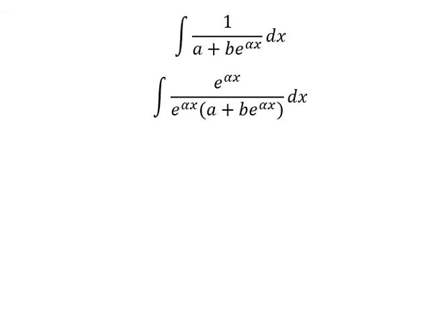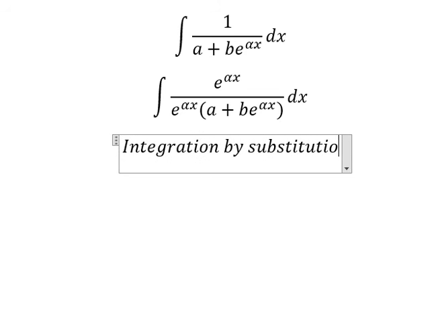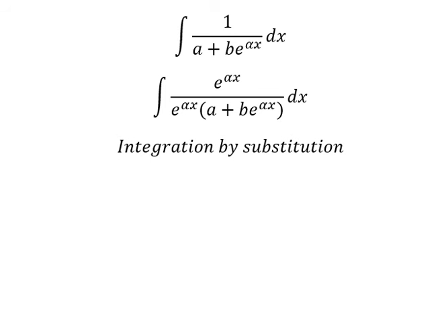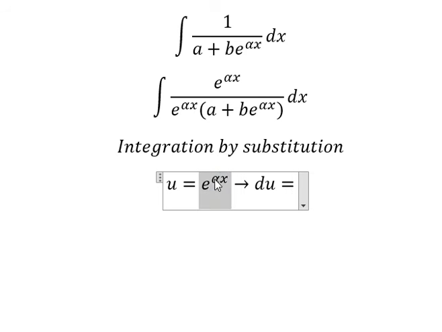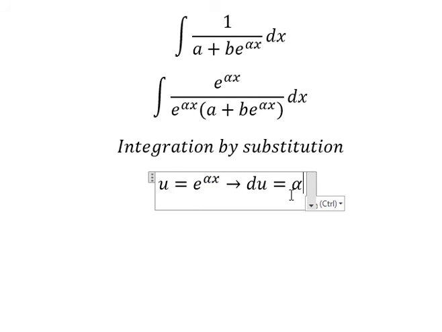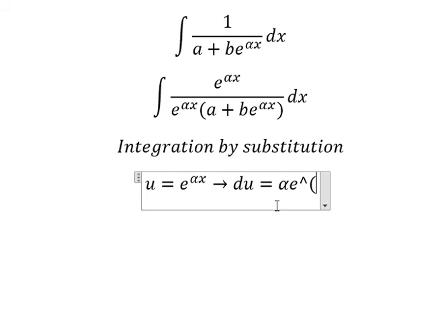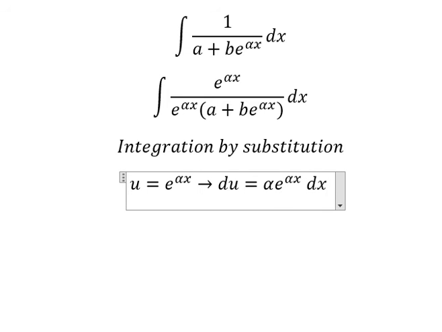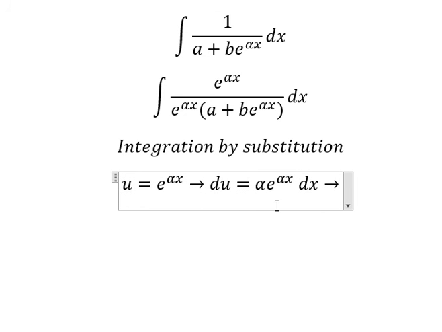Next, we need to use integration by substitution. So I will put u equals to this one. If we take the first derivative of both sides, we have alpha multiplied by e to the power of alpha s dx. Because we don't have alpha in here, we divide both sides by alpha.